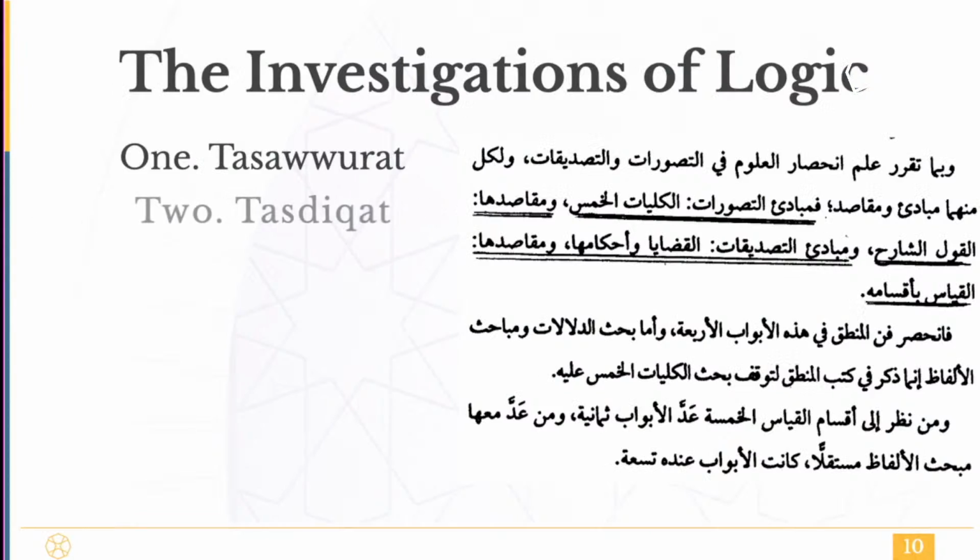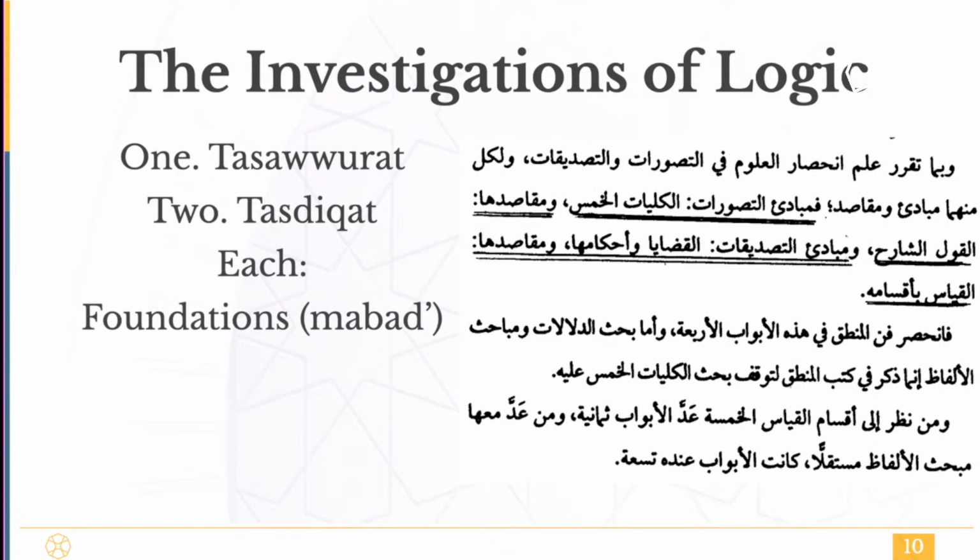Okay. وَلِكُلٍّ مِّنْهُمَا مَبَادٍ وَمَقَاصِدٍ. And each of these has foundations and outcomes. Right? So he says, فَمَبَادِئُ التصورات الكليات الخمس.